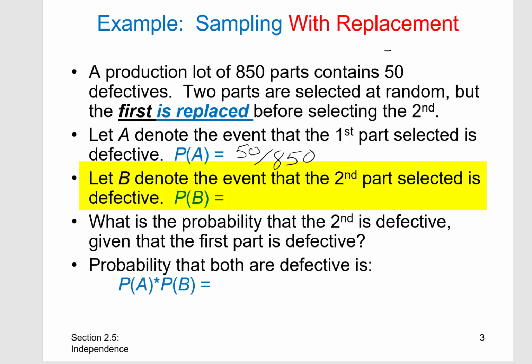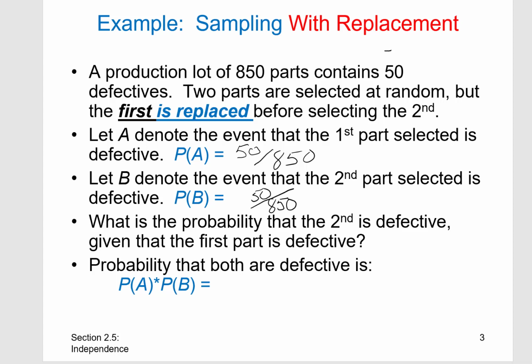So if B denotes the event that the second part selected is defective. Now remember, we're sampling with replacement. So that first part, no matter what it was, was put back. So once again, we have 850 parts where 50 of them are defective. So the probability of B would also be 50 over 850.